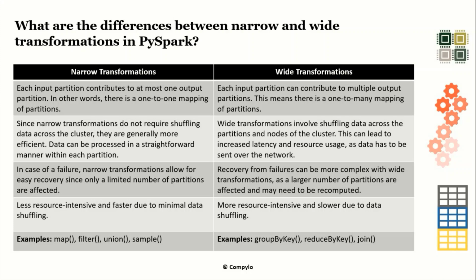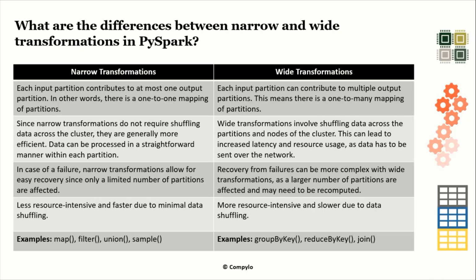Since narrow transformations do not require shuffling data across the cluster, they are generally more efficient. Data can be processed in a straightforward manner within each partition. When it comes to wide transformations, they involve shuffling data across the partitions and nodes of the cluster. This can lead to increased latency and resource usage, as data has to be sent over the network.